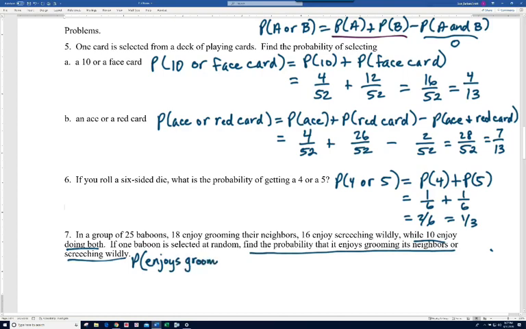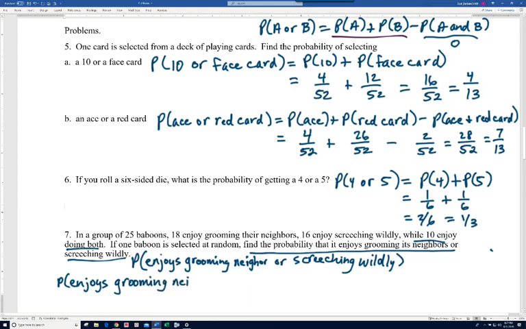So the probability that a baboon, that's if you select one baboon, the probability that it enjoys grooming neighbors or screeching wildly is going to be the probability that it enjoys grooming neighbors, let's see, this takes a little time to write this out, plus the probability that it enjoys screeching wildly, minus the probability it enjoys doing both. I'm just going to write doing both.